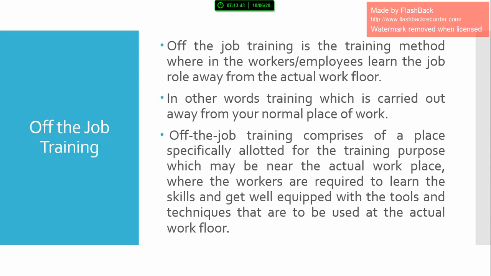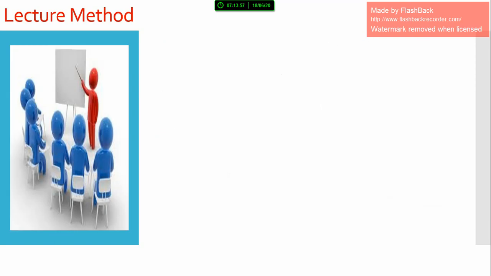Off the job training is the training method wherein the workers or employees learn the job role away from the actual work floor. In other words, it is training which is carried out away from your normal place of work. That is off the job training. Here many methods are there, and we are going to study them one by one.